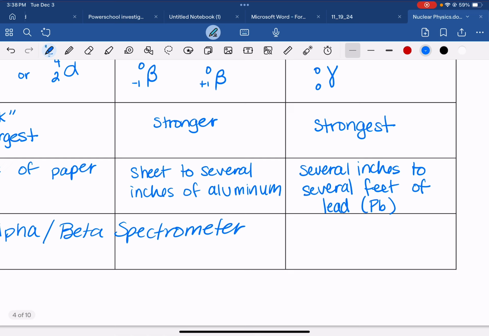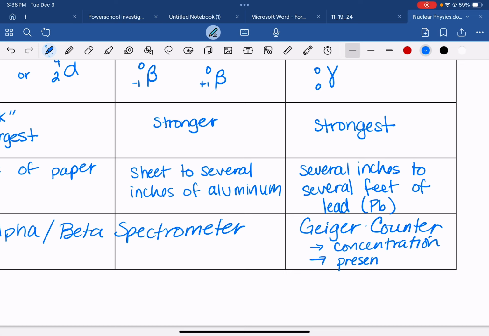There is one, though, for gamma called a Geiger counter. And this really just looks at the concentration and the presence of gamma and X-rays, because it will pick up X-rays. And so a Geiger counter will start making a beeping or a ticking noise, and make a bunch of ticking noises if you are closer to a source that's a little stronger.